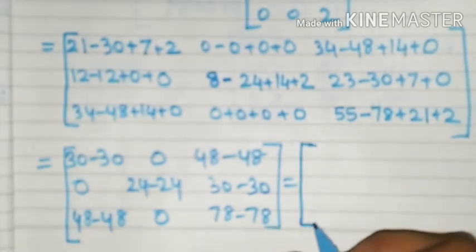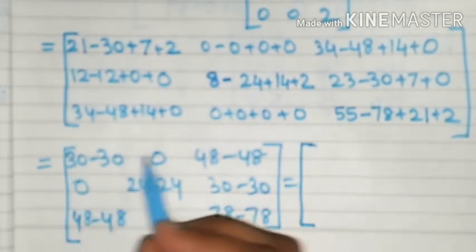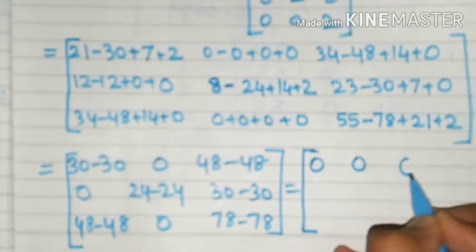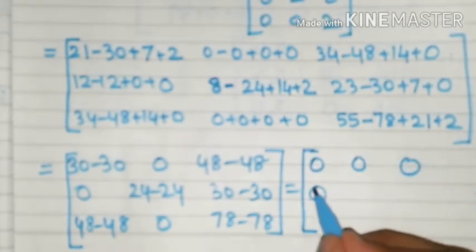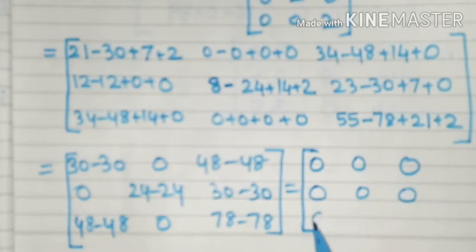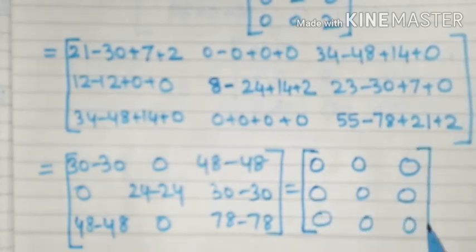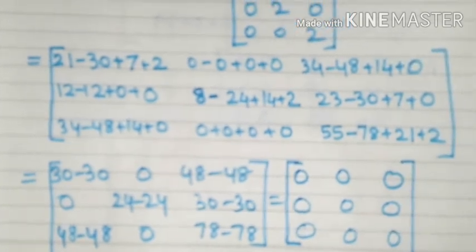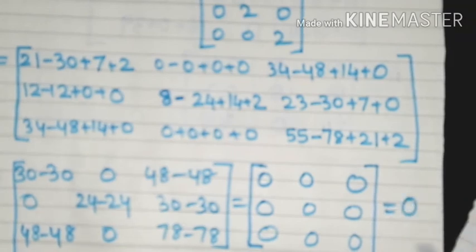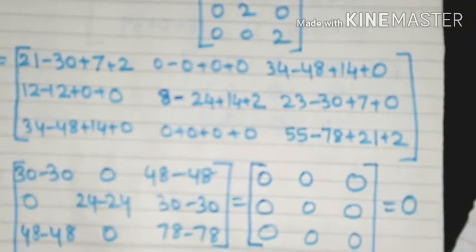So let us now simplify this further. So this 30 minus 30 will be 0, 0, 0. Now the second row will also be 0, 0, 0, and the third row will also be 0, 0, 0. So all the matrix elements are 0. That means this is nothing but the null matrix, and that is equal to the right hand side which we wanted. So hence we have proved that the LHS is equal to the RHS.